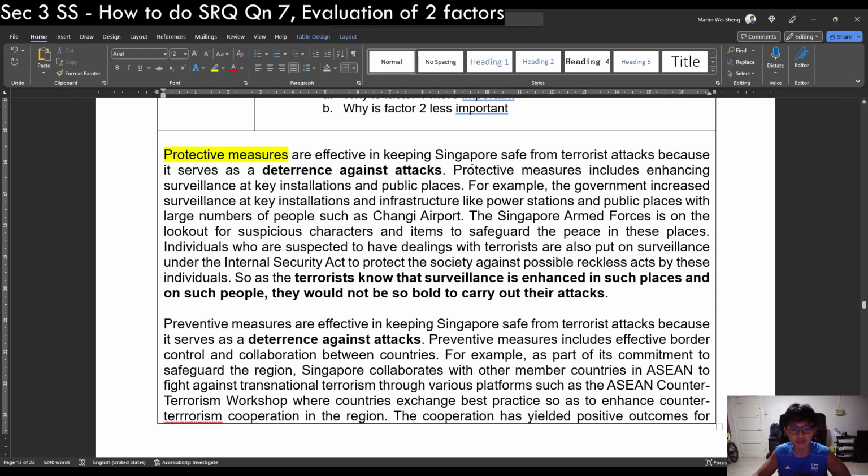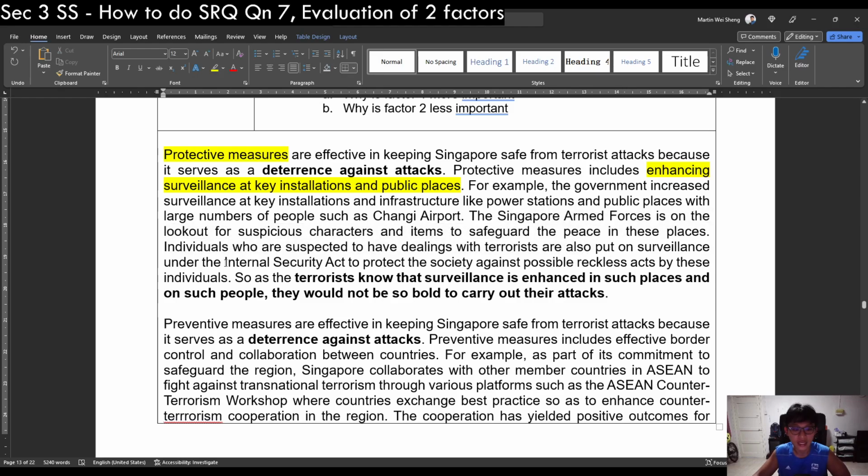Then we go on to elaborate. So protective measures include enhancing surveillance at key installations and public places. So I elaborate what is a protective measure, then I give an example. For example, the government increased surveillance at key installations and infrastructure. Then I say where it happens, like the power station, and places with a large number of people such as Changi Airport. Then what the Singapore Armed Forces do. So all these are examples of what the government does in order to prevent a terrorist attack.